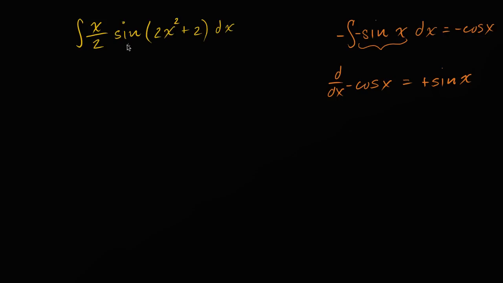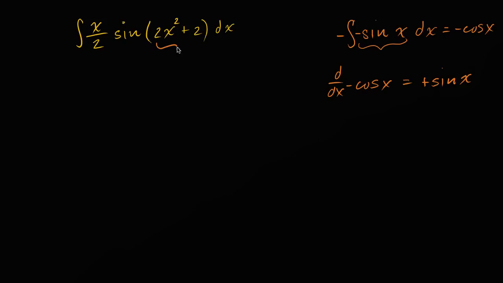But that's not what I have here. I don't have sine of x. I have sine of 2x squared plus 2. But then I have this other thing with an x here. And so what your brain might be doing, once you get enough practice, is to say, okay, this is interesting. This kind of looks like the derivative of this.